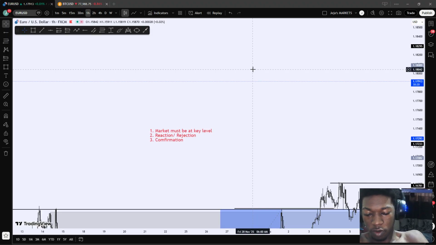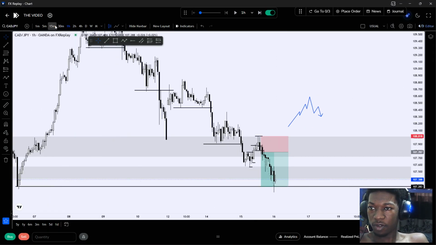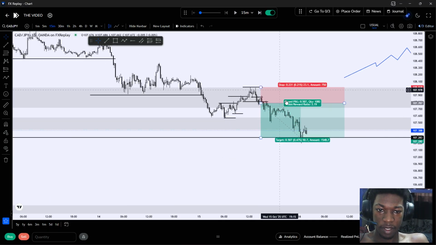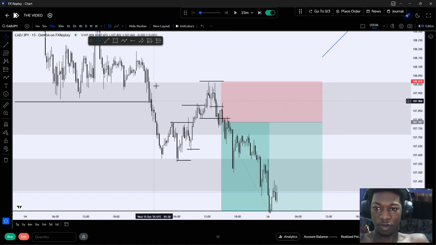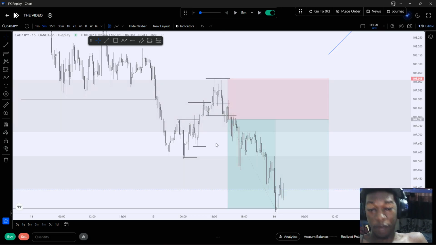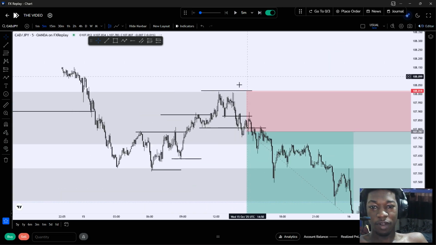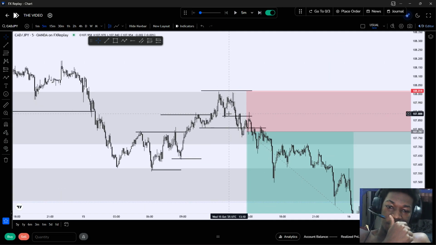So if you go to this market here, let me show you guys again. You can see the market was at our key level. What's the key level? The key level is this one here. So we got a reaction. What's the reaction? The reaction is basically a double top, failure to break structure.